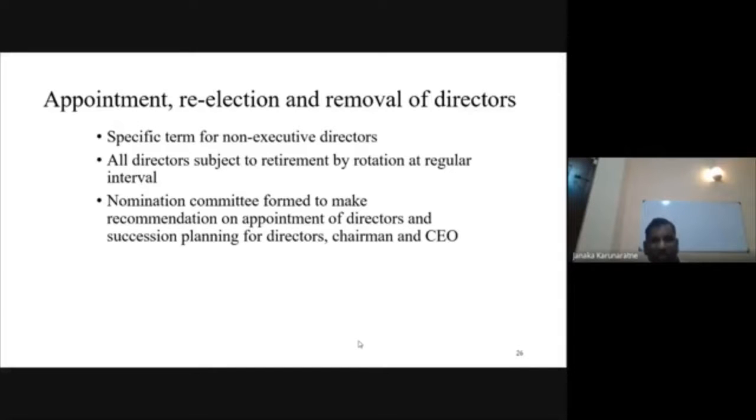The nomination committee is formed to make recommendations on appointment of directors and succession planning for directors, chairman and CEO. It's very important to have a nomination committee to make recommendations on appointment of directors and succession planning for directors, chairman and the CEO, because then the decision-making process is more independent when it comes to appointment and succession planning for the entire board, including the CEO.